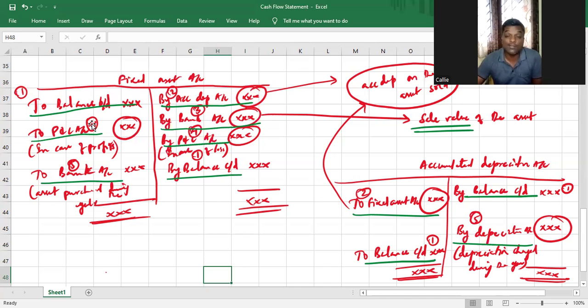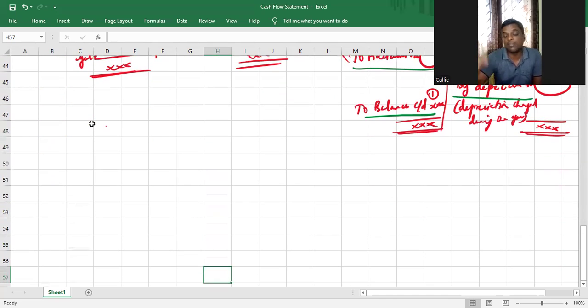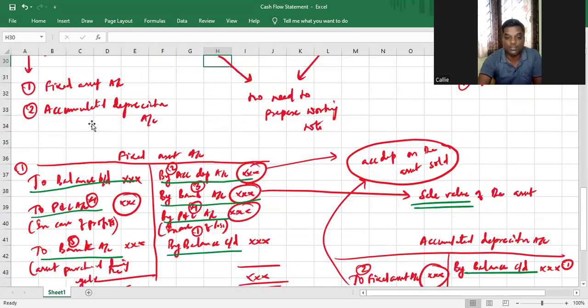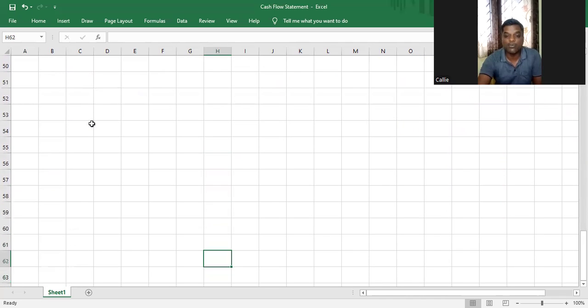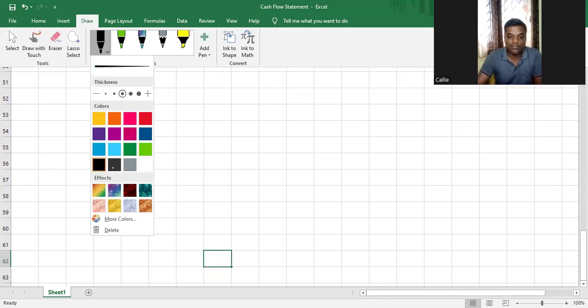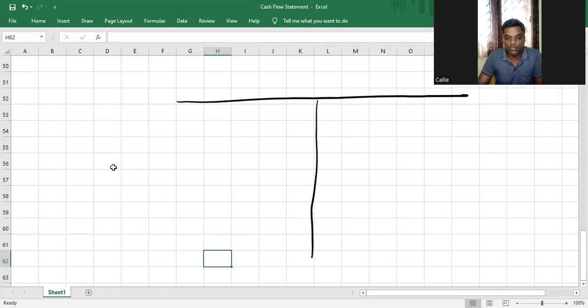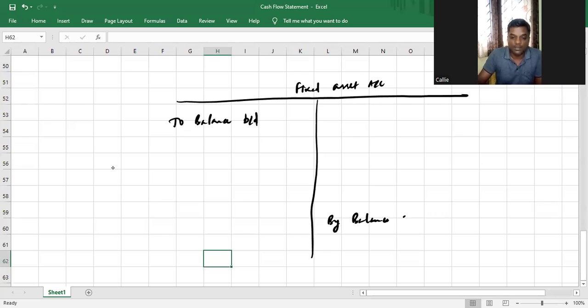Now, this is for questions in which you have to prepare working notes where additional information is given with accumulated depreciation. Now, if it is a question of the last type, I actually made 4 types here, and the last type was without accumulated depreciation and additional information is given, then that will come under the 4th type, and you have to prepare only one ledger account. So it's a lot simpler that way, and that will be the fixed asset account. In the fixed asset account, the first thing to do always will be to write the opening and closing balances. To balance brought down, by balance carried down.